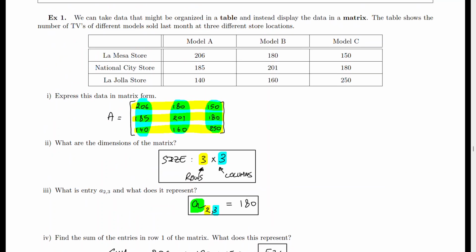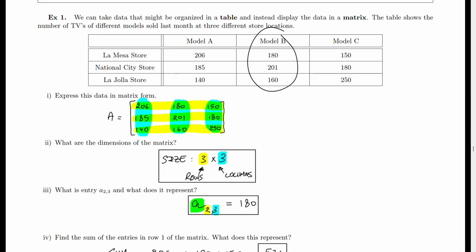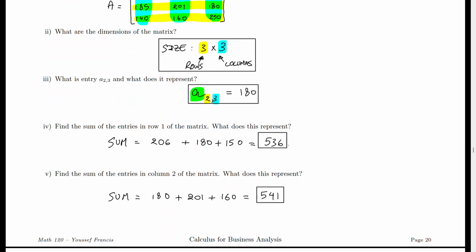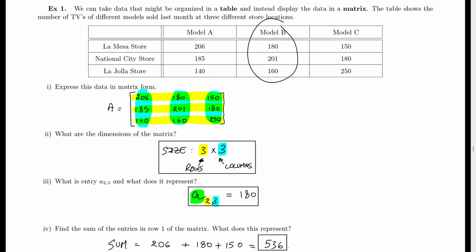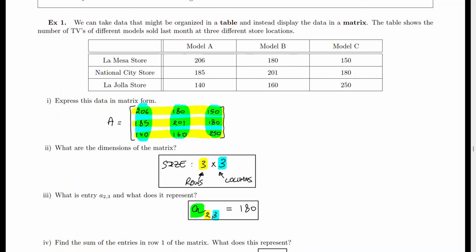So if we look back, the second column is what we added together. This is the number of TVs of the Model B kind that were sold in every store that we have in this problem. So La Mesa, National City, and La Jolla. So again, what does 541 represent? 541 is the sum of the numbers in the second column of the matrix. It's the number of TVs of Model B that were sold in La Mesa store, National City store, and La Jolla store.